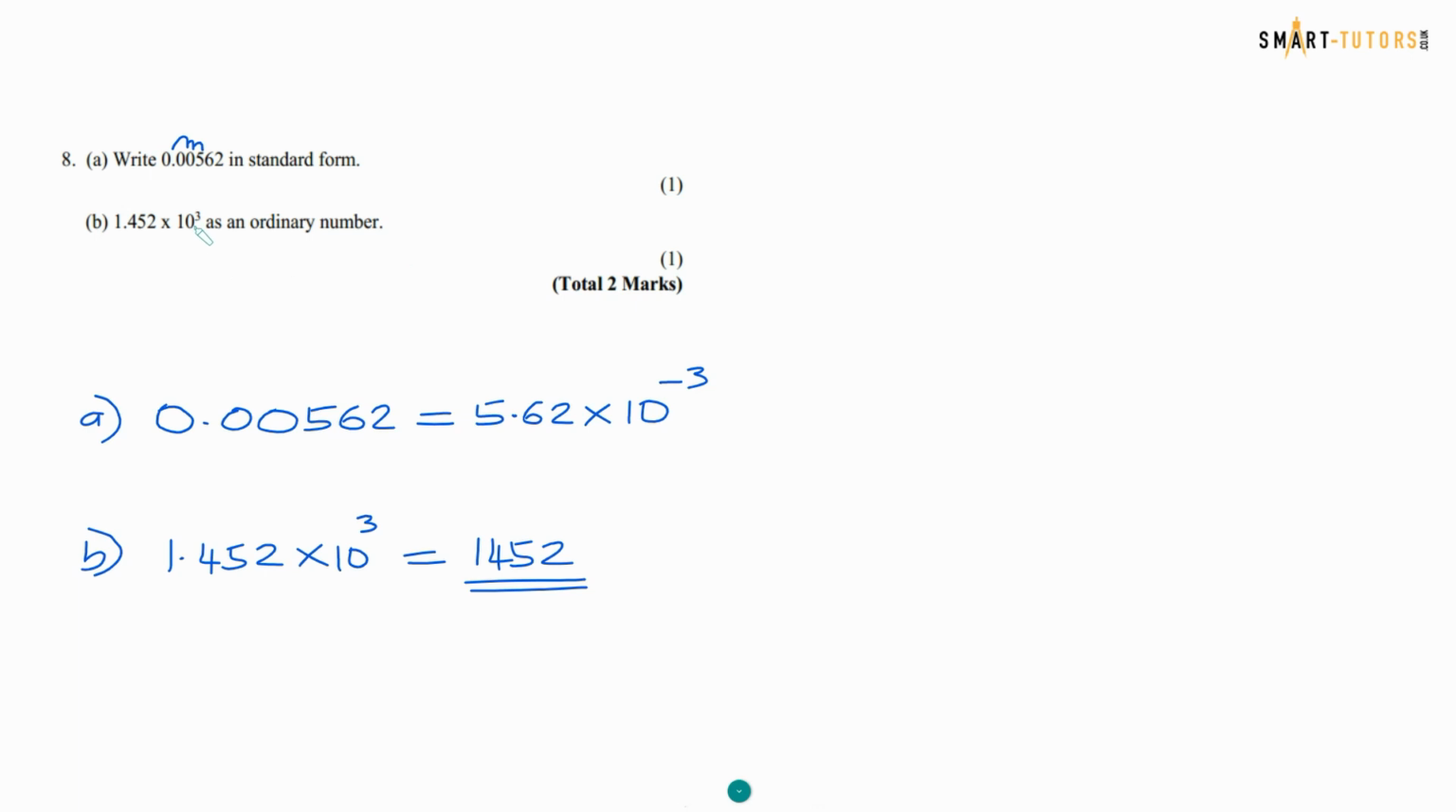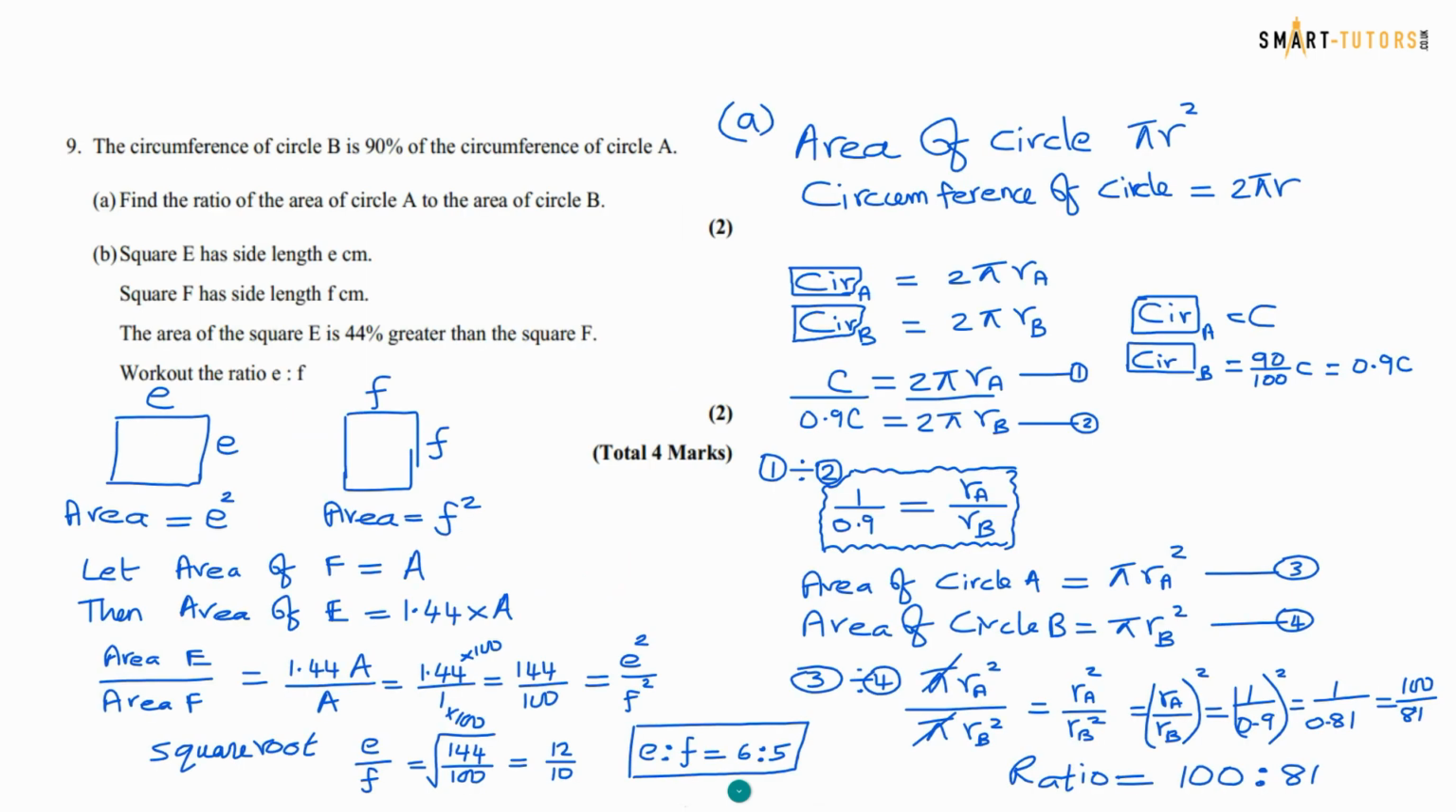Ordinary number means 10 to the power 3 is 1000. 1000 means 3 jumps to the right hand side. 1, 2, 3. So the answer is 1452.